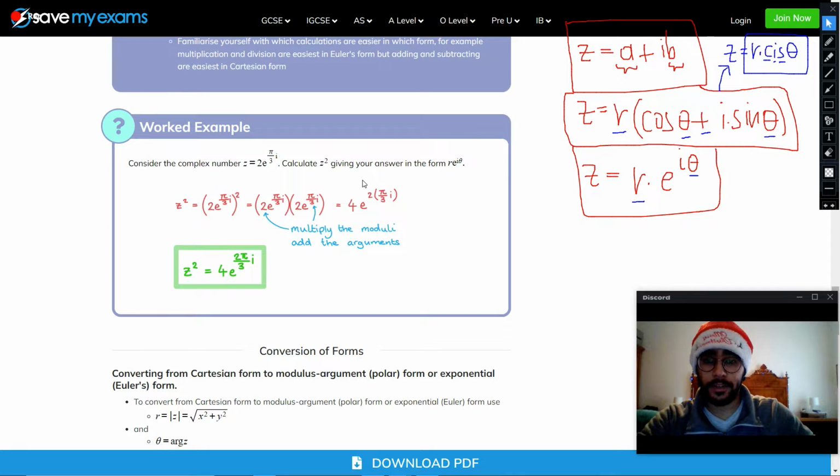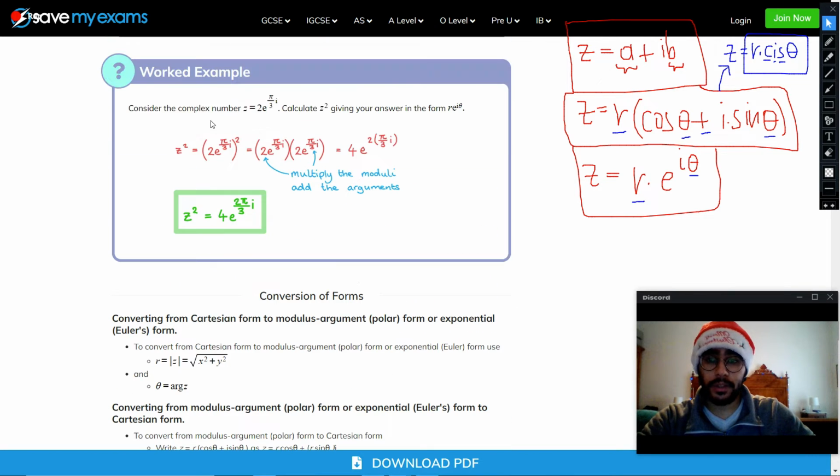Let's see another example. So there you go. Work the example. Consider the complex number z equals 2e to the power of pi divided by 3 i. Calculate z to the power 2, giving your answer in the form of r times e to the power i theta. It's very difficult to pronounce these things too fast, so I will be slow. So how do we do this? How do we find z squared? It means just multiplying this thing by itself one more time.